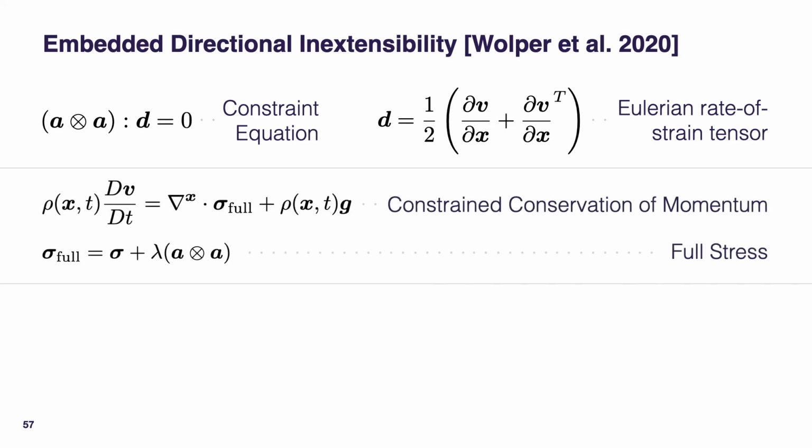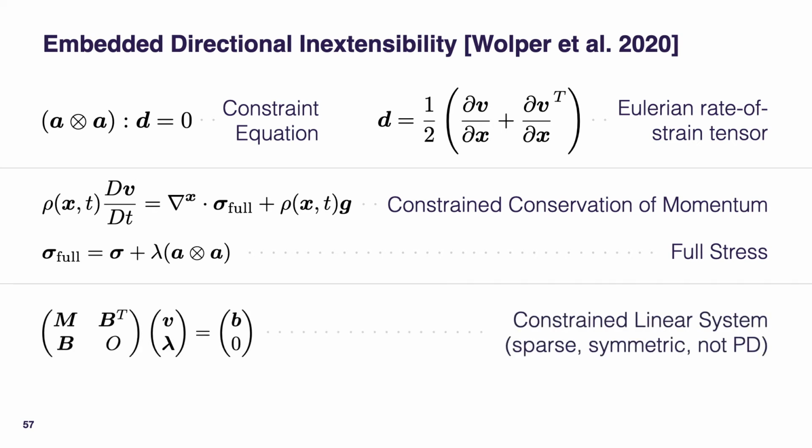With this constraint in hand, we may write a constrained equation for conservation of momentum, as shown in the second row. And notice that in this equation we introduce the notion of the full stress, which includes not only our isotropic stress sigma, but also some unknown tension along the fiber, represented in magnitude by the Lagrangian multiplier lambda. Ultimately, our goal is to construct a system to solve for velocity v and fiber tension lambda.